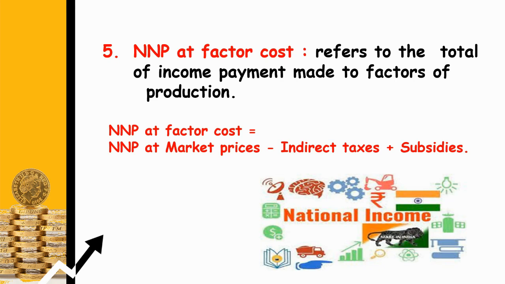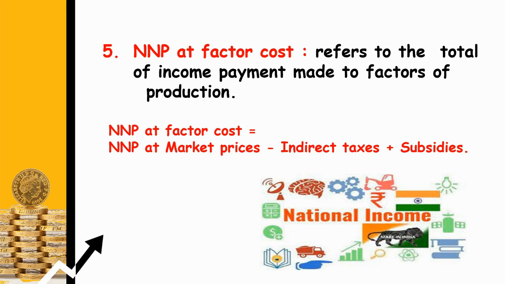The next one is NNP at factor cost. NNP at market price refers to the market value of all goods and services of output, whereas NNP at factor cost is the total of income payments made to factors of production. So here we say that NNP at factor cost is the net output evaluated at factor price. It includes income earned by factors of production through participation in the production process, such as wages and salaries, rent, profit, etc. So it's also called national income.